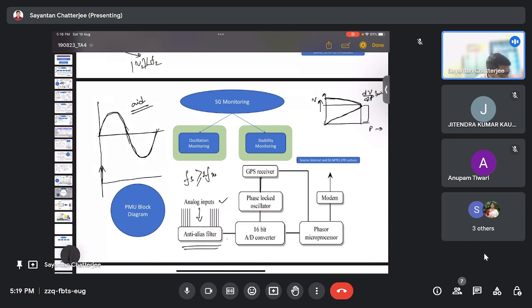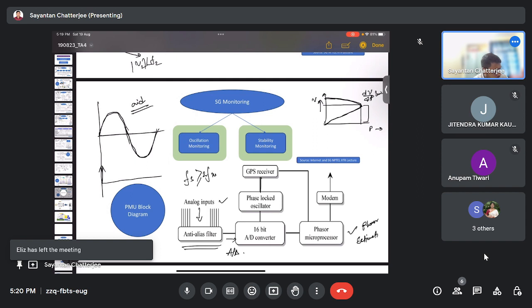After that comes the 16-bit analog to digital converter, and then the phasor microprocessor where the programs are stored. In this phasor microprocessor the phasor estimation takes place, and based on that, from the output side, through the modem, the data is transferred to the monitoring or control room. Okay.